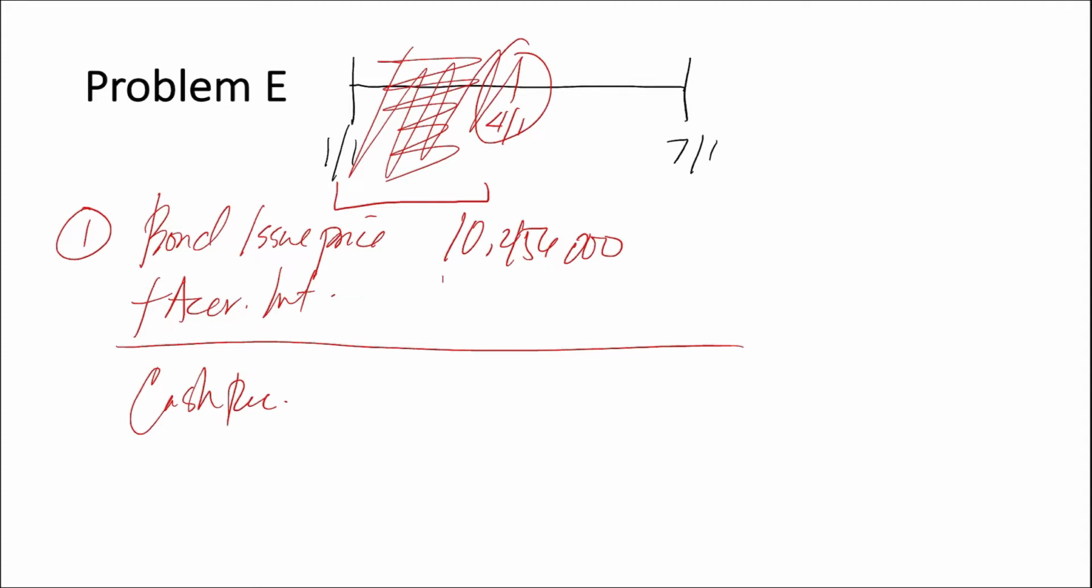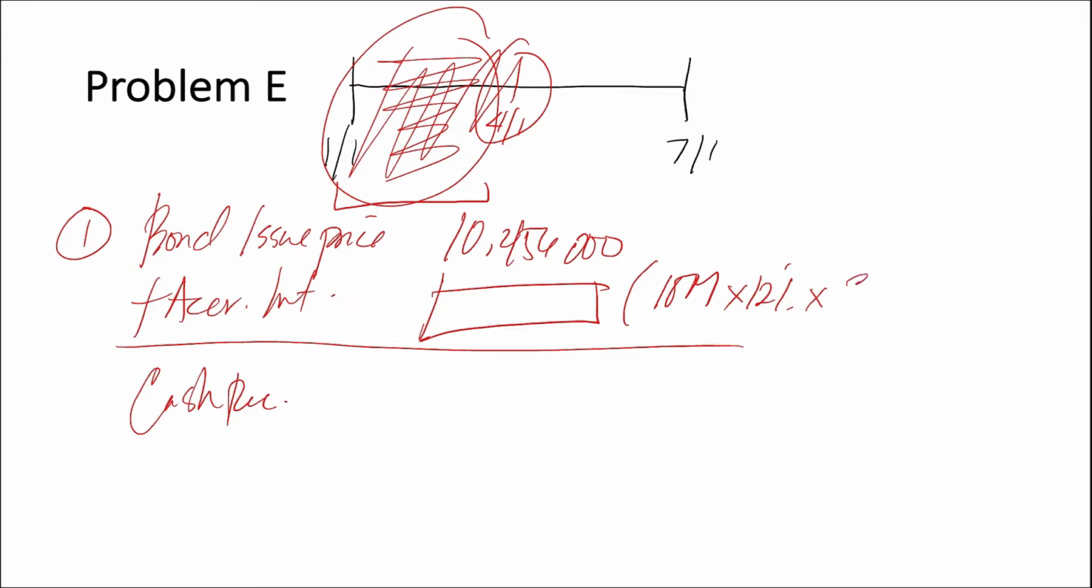Plus accrued interest. How do you compute for the accrued interest? That is 10 million times, remember, it's a payment, so face times stated rate, which is 12% times how many periods? 3/12. So your amount of cash received is 10,756,000.